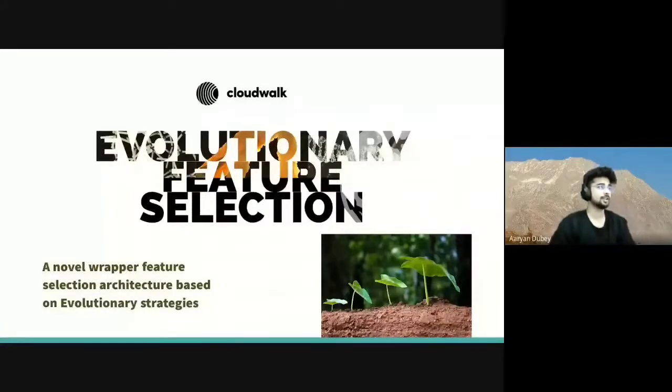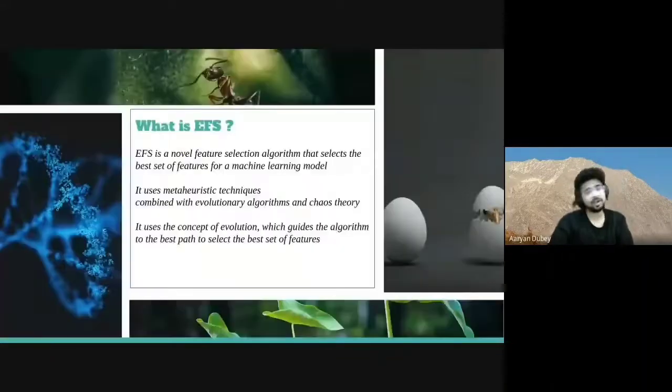My name is Aaryan Dubey, and I'm going to present on evolutionary feature selection, a novel wrapper feature selection algorithm based on evolutionary strategies. So, what is EFS? EFS is a novel feature selection algorithm that selects the best set of features for a machine learning model. It uses meta-heuristic techniques combined with evolutionary algorithm and chaos theory. And also, it uses the concept of evolution, which is the backbone of our algorithm.